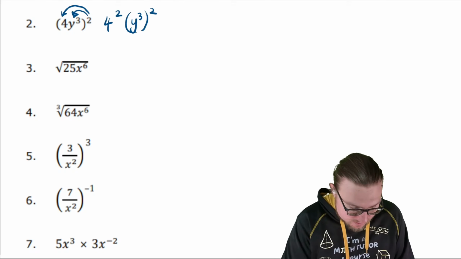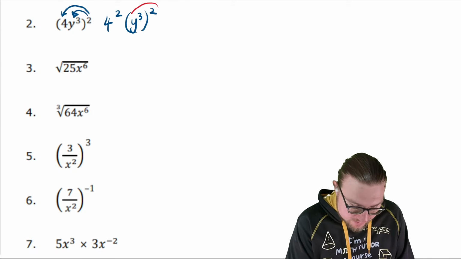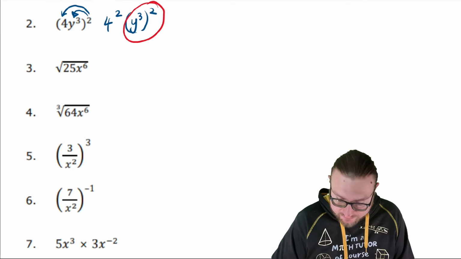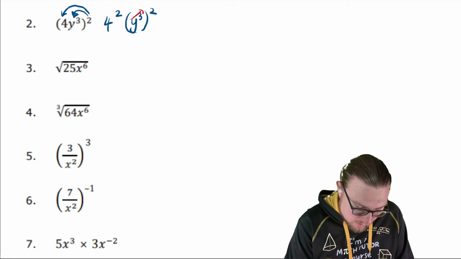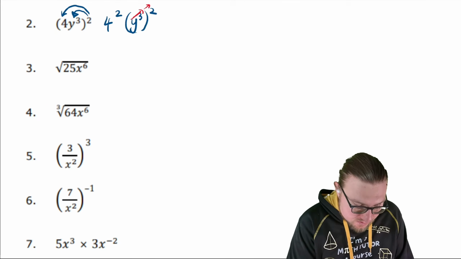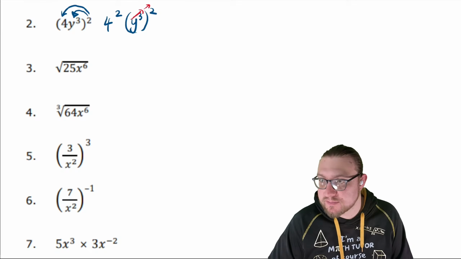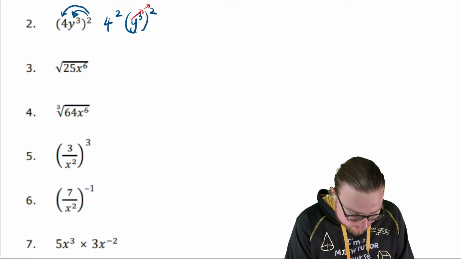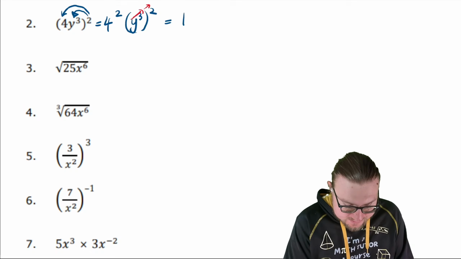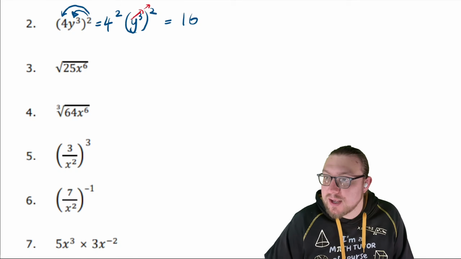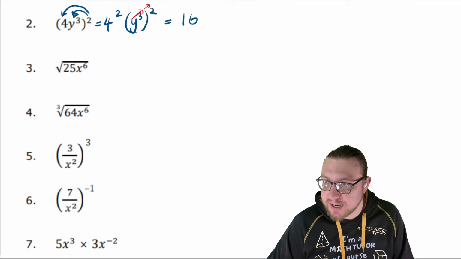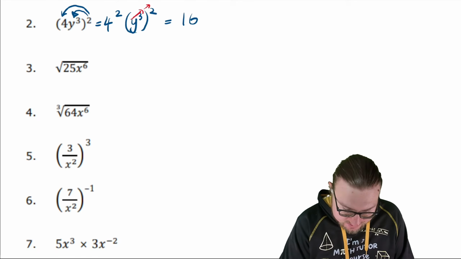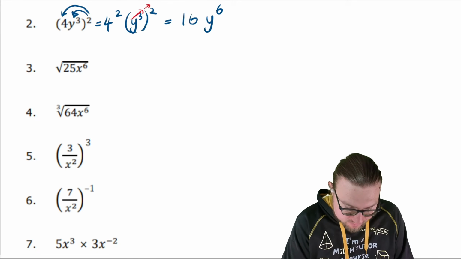And now we can apply the rule again for this one, which means we have a power to a power. That means we multiply those powers together. So let's do the 4s. 4 times 4 is 16, so we got that. And y to the 3 all squared means we multiply the powers, so 3 times 2 is 6. So we're going to get y to the power of 6.